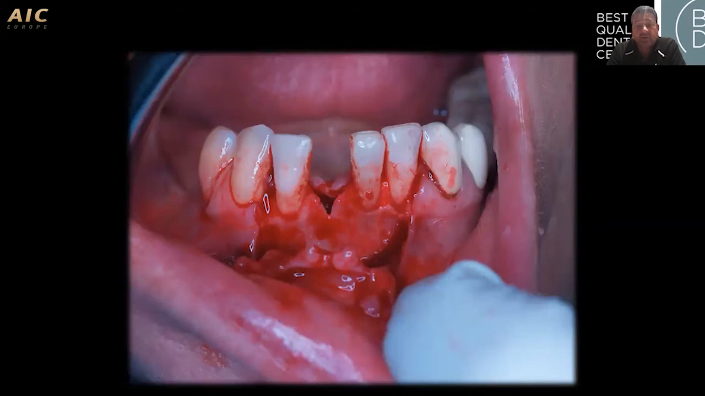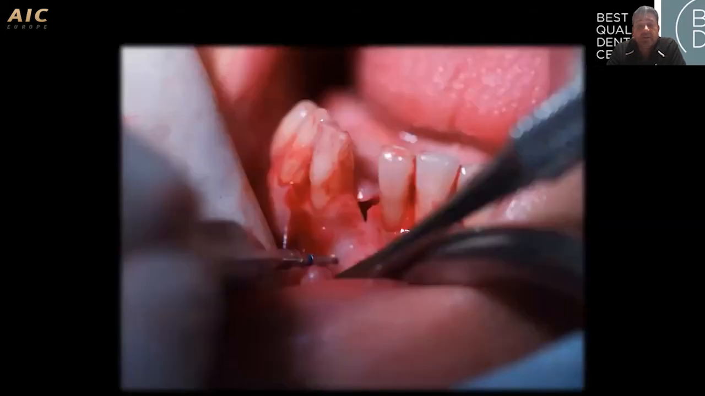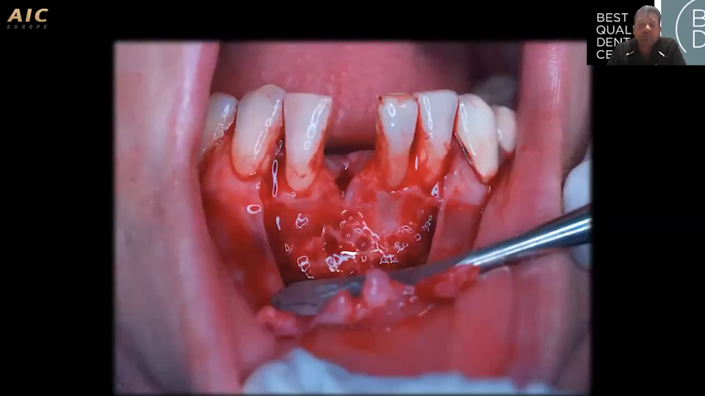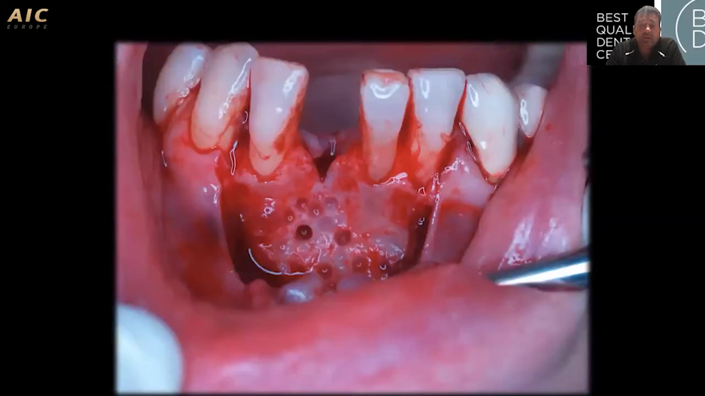It's a very narrow ridge, and the procedure started by making some holes in the bone to try to create conditions for a better bone graft and blood supply, and to provide this interaction between the natural bone and the bone graft.